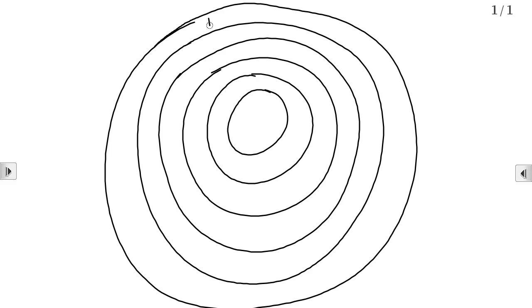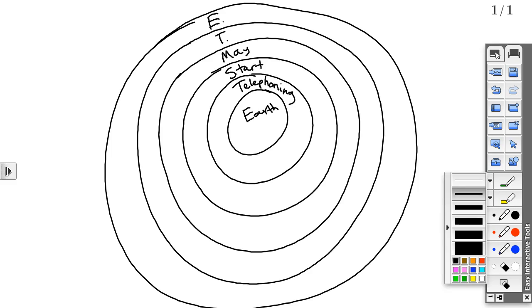So E for E.T. E.T. may start telephoning, and then Earth, or if you like, you can remember the little boy's name, Elliot, right? So E.T. may start telephoning Earth because when he was on the Earth, he definitely wanted to call home. So why would he want to call Elliot? Anyway, let's fill in what this little mnemonic is trying to get to.